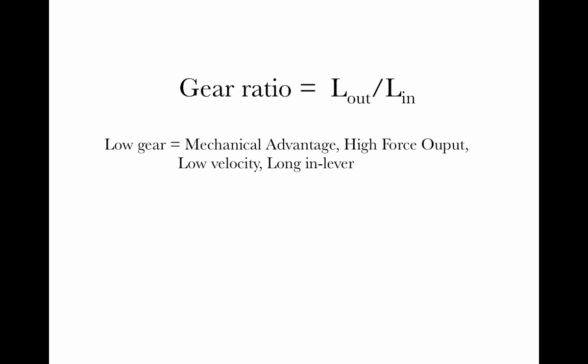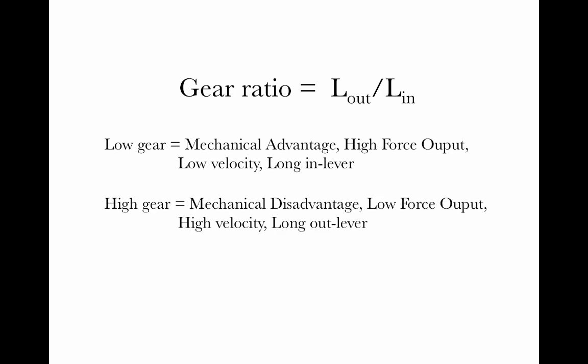Then we have a mechanical advantage. We're going to have relatively high force output and low velocity on the output side, and a relatively long in lever. All of these are associated with having a low gear ratio. You can think of this as being the low gear on your bicycle, right? You get a relatively large amount of force output for the amount of force you put in, but you don't get a whole lot of speed out of it when you're in low gear. You're turning your pedals relatively fast to get a relatively small advantage in speed.